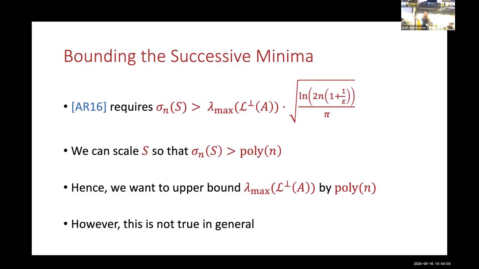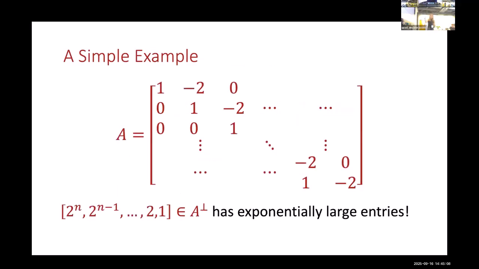So just to parse what this means, the maximum length vector of the basis for the orthogonal lattice needs to be bounded by poly n. Unfortunately, we'll see an example where there's a vector in the orthogonal lattice which has exponentially sized entries. So here A is defined as follows. We have a 1 in the first non-zero entry of every row, a -2 in the second non-zero entry, and 0 everywhere else. If you stare at this for a little bit, you'll see that if you multiply A times this vector, then you will get the all zeros vector. So this vector with exponential sized entries is actually in the kernel, so it's in the orthogonal lattice to the row space of A.